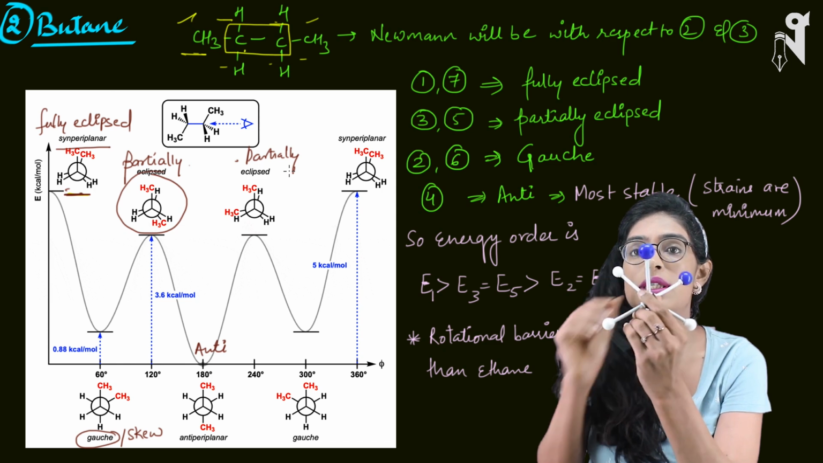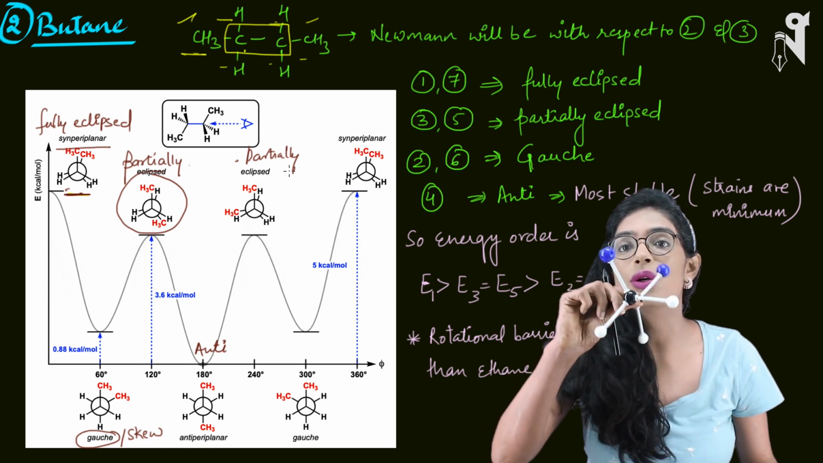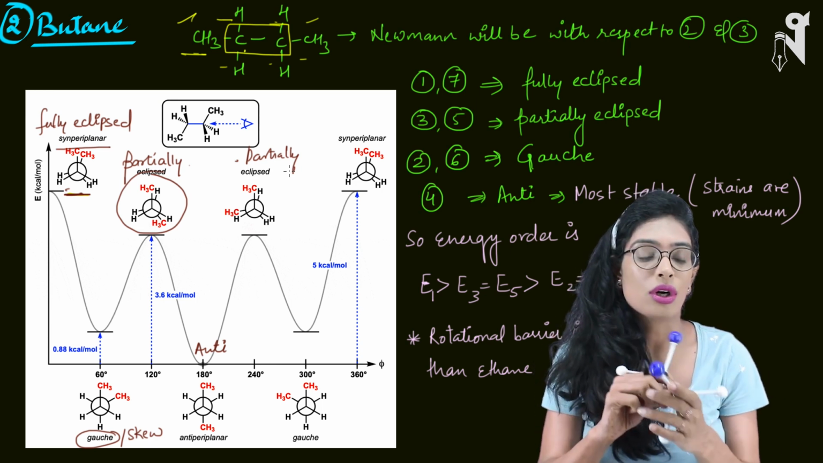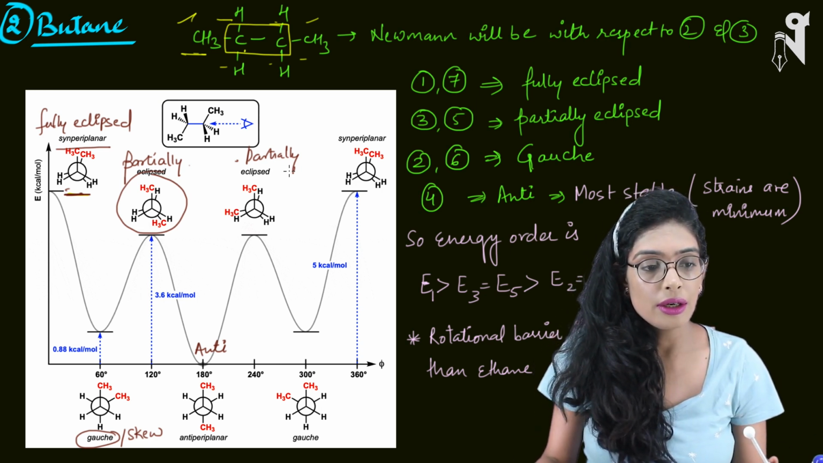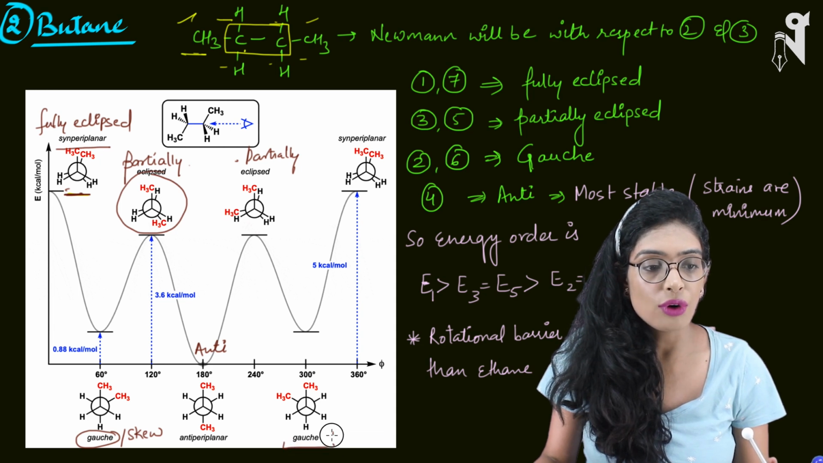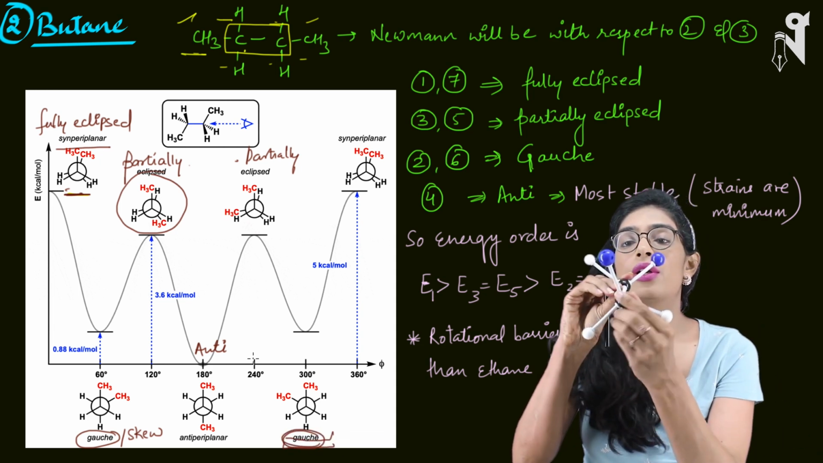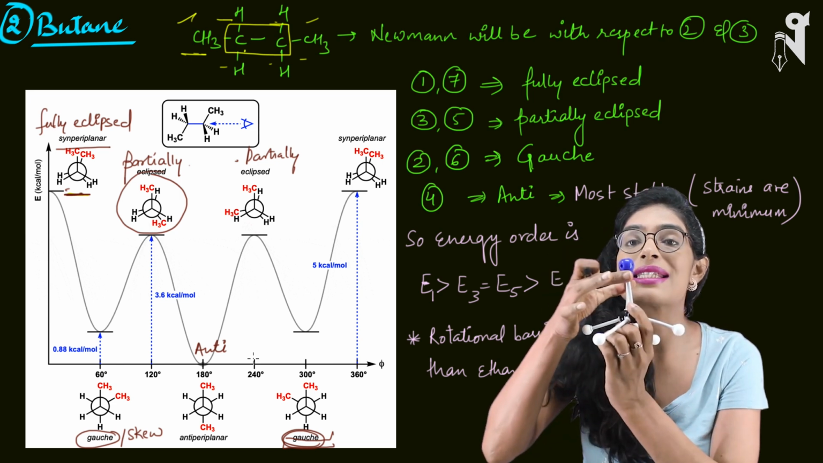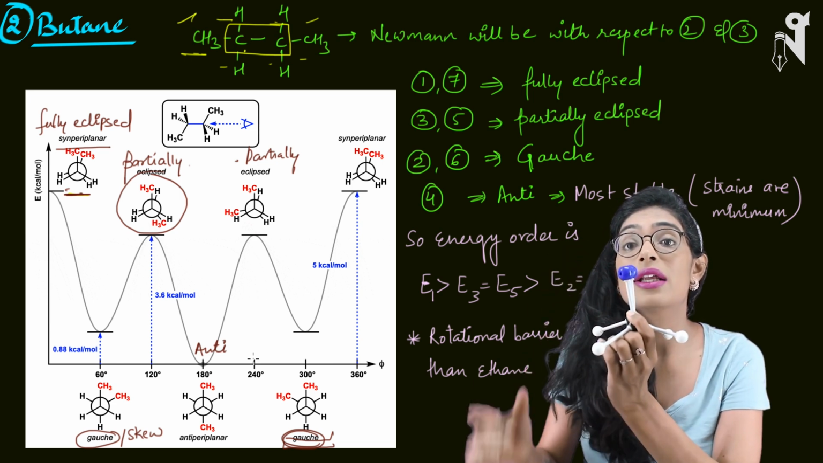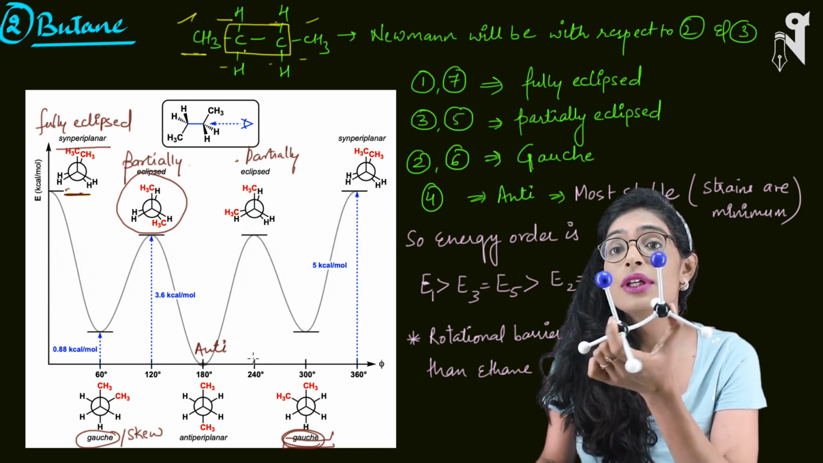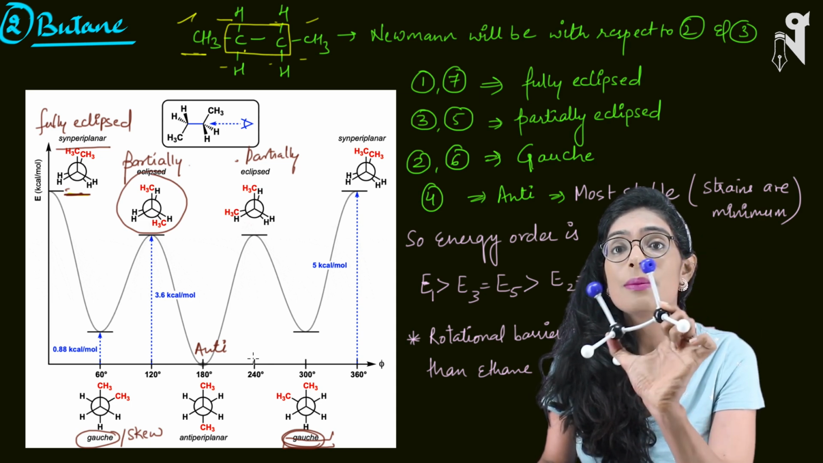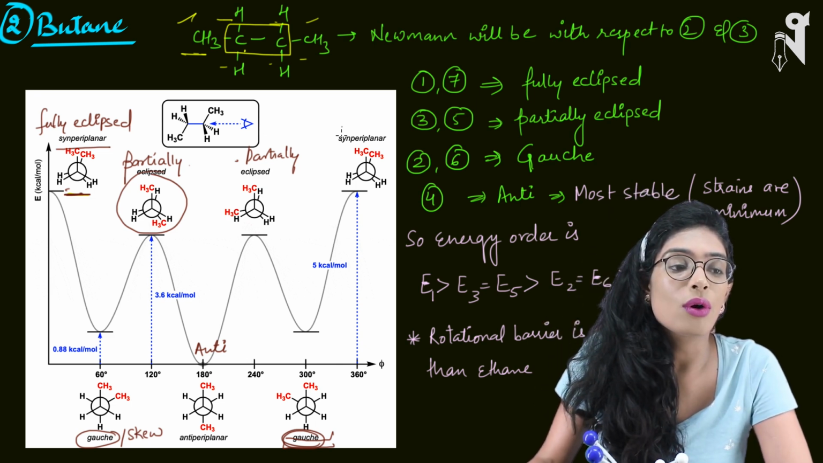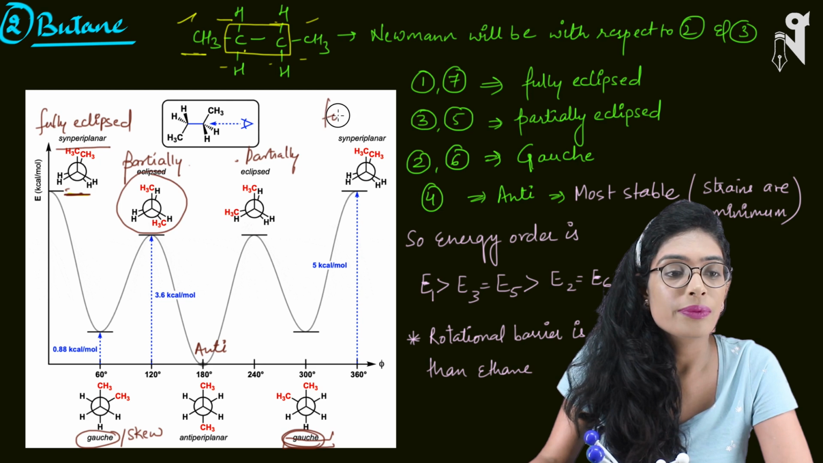Now what is this? Is this anti? No. This is a staggered form, but this staggered form is called Gauche. So at 300 degrees, I have got Gauche. And again, if I rotate it a further 60 degrees, that means the rotation is now 360 degrees. I get exactly the same thing I had in the first compound, that is fully eclipsed. So the first and seventh compounds are exactly the same. So I have syn periplanar, which we call fully eclipsed.